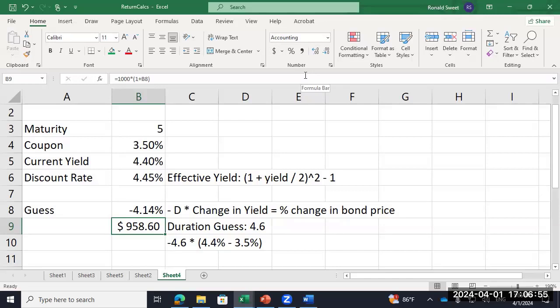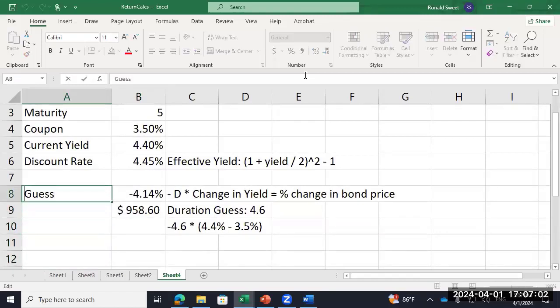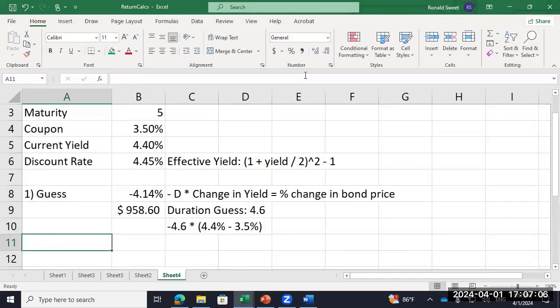Right? That all depends on how good my duration guess was. Now, the second approach, so that's approach 1. You don't have to do that on the exam, but it's really good that you can. The second approach is the Bill Gates cheat.